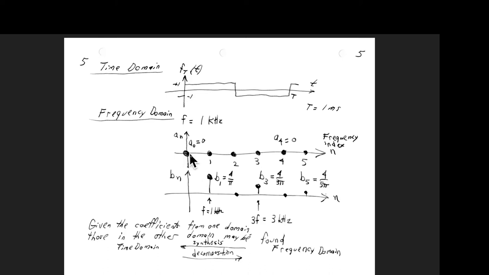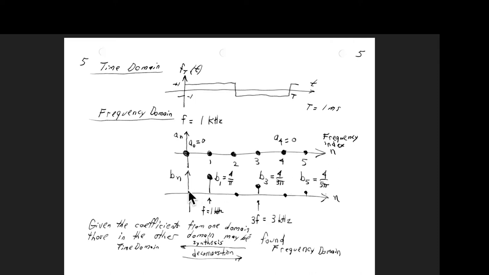But all the A's are zero. In fact, A zero equals zero is the DC value. What's the DC value of this? Well, it's zero, the average value. So all these A coefficients are zero. A zero, A one is zero, A two is zero, and so on. This is a frequency index N. The B coefficients are shown here.